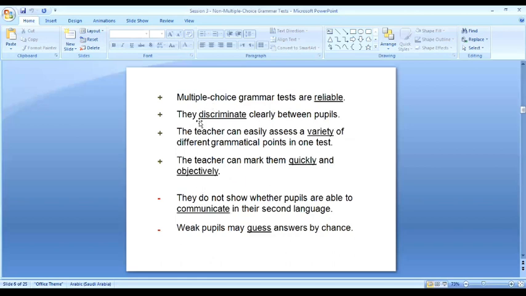And these are the answers, as I said: discriminate, reliable, variety, quickly, objectively, communicate, and then guess.